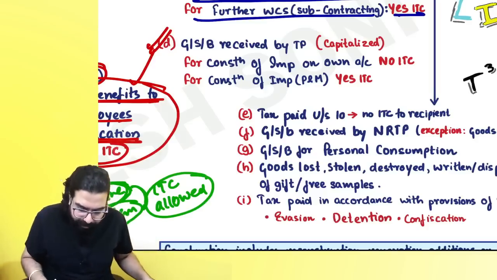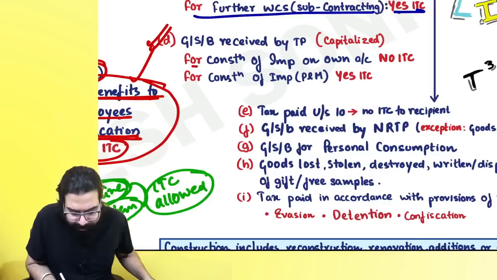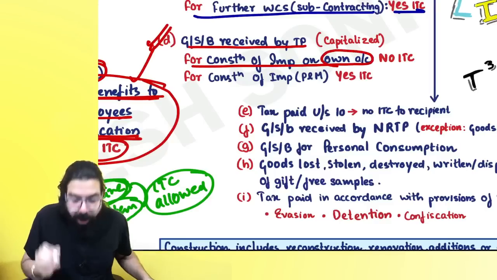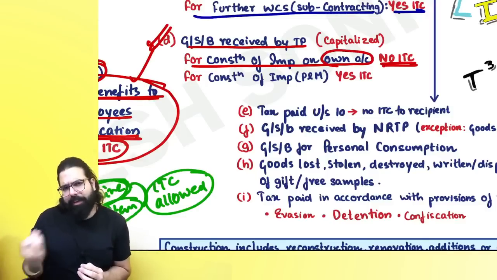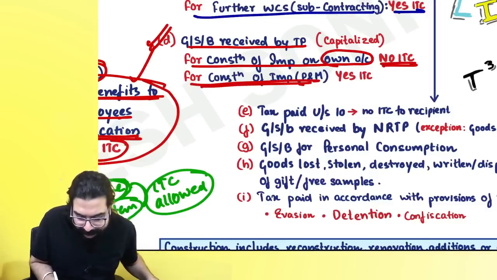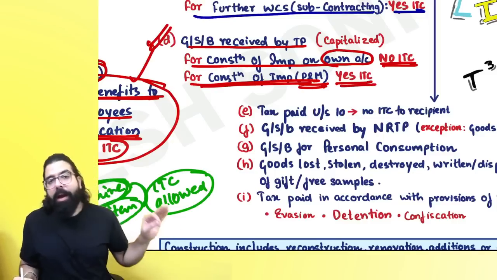The government is very clearly telling that goods and services received by a taxable person for construction of immovable property, even on own account, you will not get the ITC. But if I am buying goods, services, etc. to construct plant and machinery, then the ITC will be allowed.